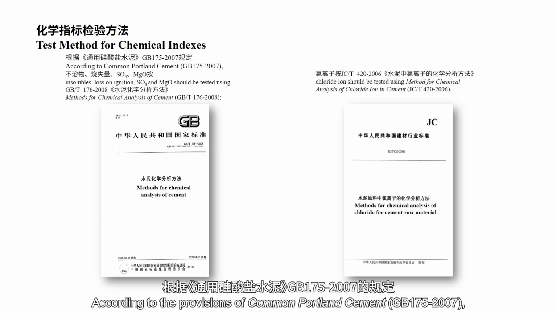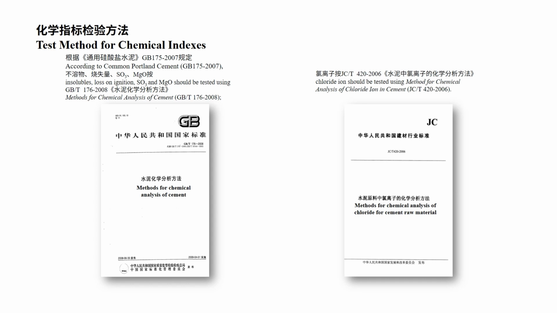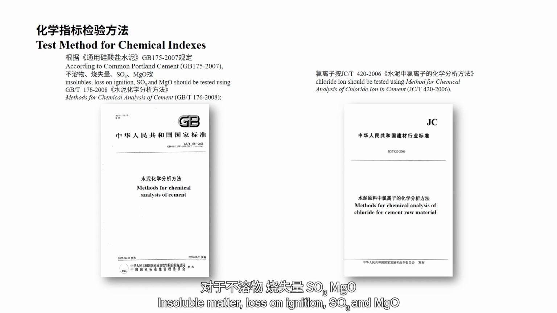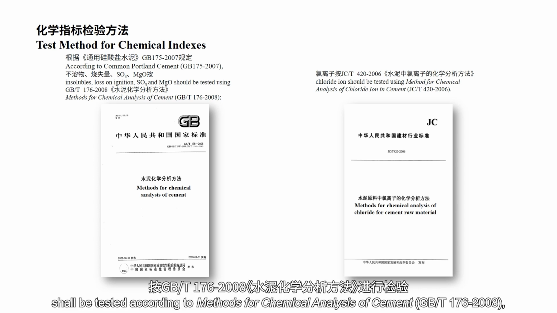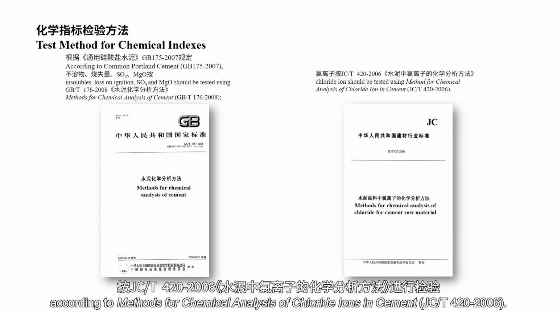According to the provisions of Common Portland Cement, GB 175-2007, different test methods shall be adopted for chemical indexes. Insoluble matter, loss on ignition, SO3, and MgO shall be tested according to methods for chemical analysis of cement, GB/T 176-2008, and chloride ions shall be tested according to methods for chemical analysis of chloride ions in cement, JC/T 420-2006.